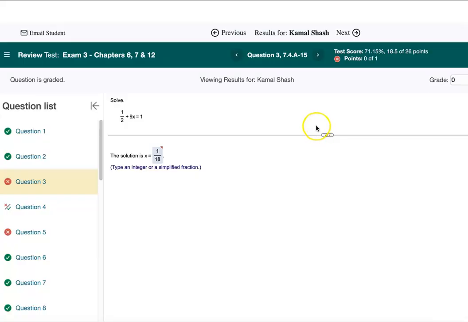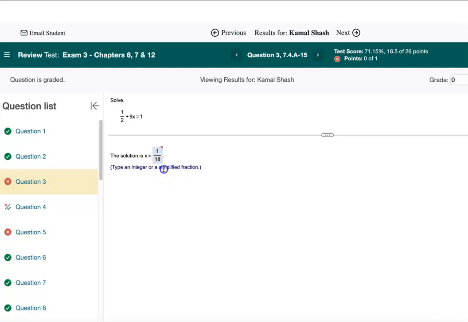Hey Kamal, I just wanted to go over this exam 3, click through some of these and try to explain it. I thought maybe this would be a quicker way to just talk about some of these questions. On any of these questions, it's really important to pay attention to the blue directions because that will tell you how to answer the question or what it's looking for.